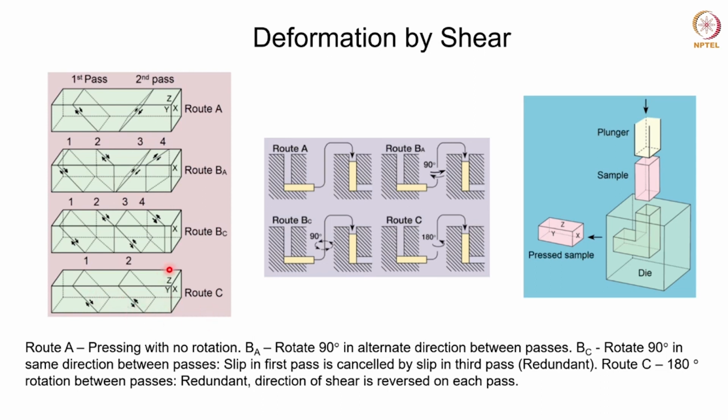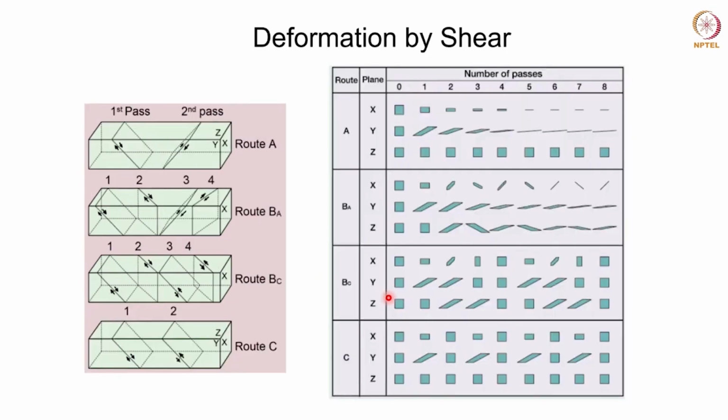So a particular element inside the material is subjected to severe plastic deformation in different ways depending on how the billet is rotated between the passes. And as I said before, this is deformation by shear, and that can be shown with the help of a diagram like this. Again, selecting a small element inside the billet and looking at how it deforms as the number of passes is increased.